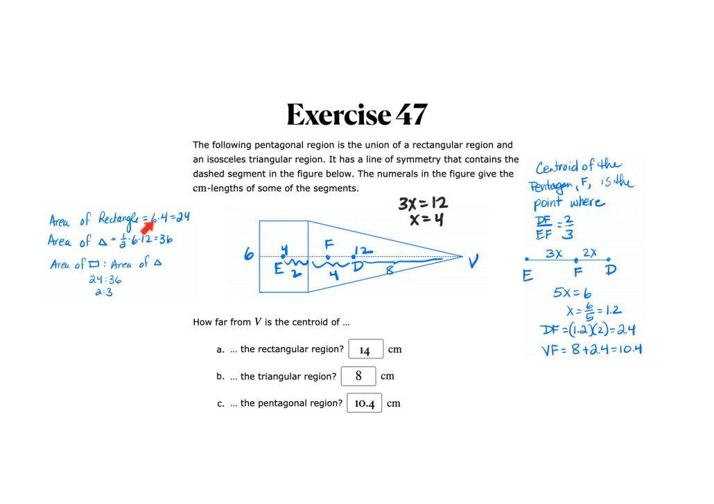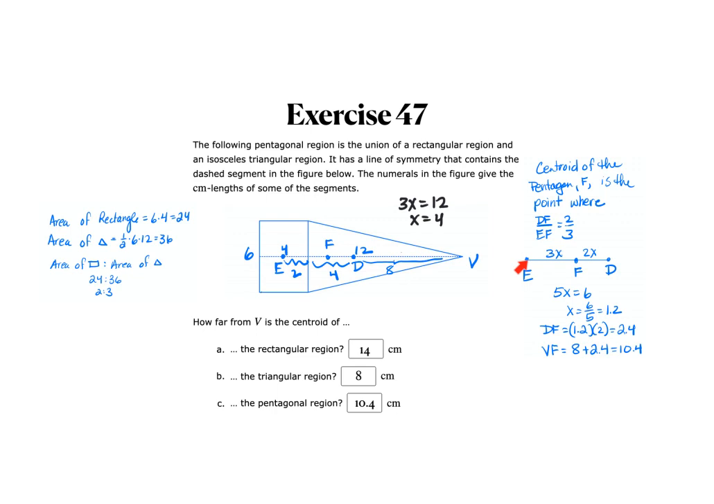Well, the area of my rectangle is base times height, so that's 24. The area of my triangle is 1/2 the base times the height. 1/2 times 6 times the height of my triangle, 12, is 36. So the centroid, or the balancing point of my figure, is going to be closer to the triangle than it is to the rectangle. So the area of my rectangle, as a ratio to the area of my triangle, is 2 to 3.